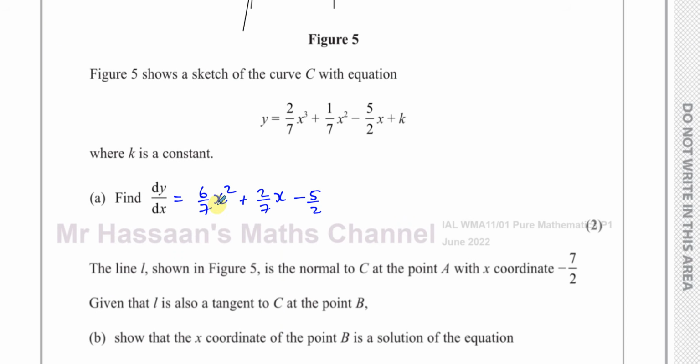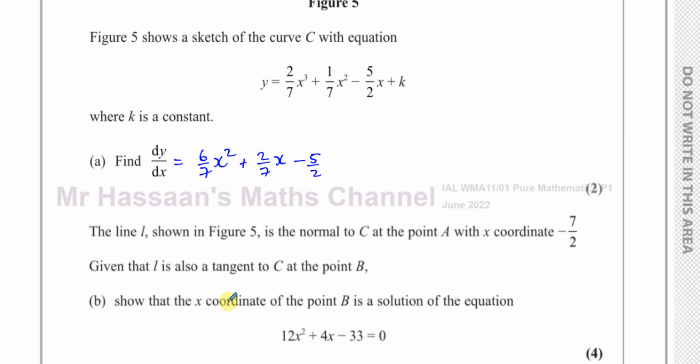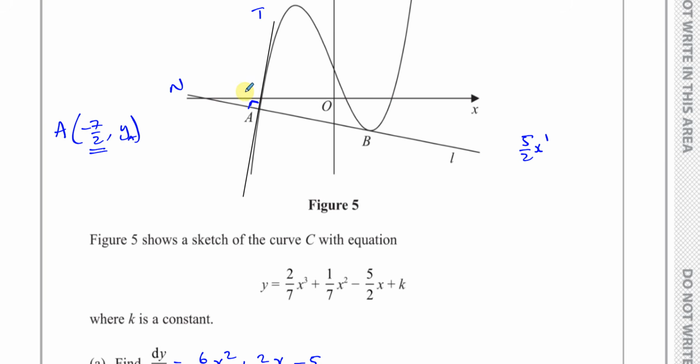Then it says, given that line L is also a tangent to the curve at the point B, show that the x coordinate of B is a solution to this equation here. So this line L, not only is it a normal to the curve at A, it is the tangent to the curve at B, which means that the gradient of the normal to this curve will be the same as the gradient at the point B.